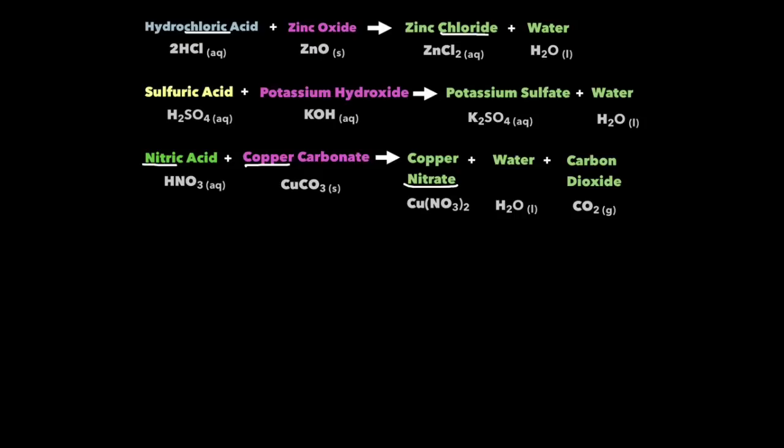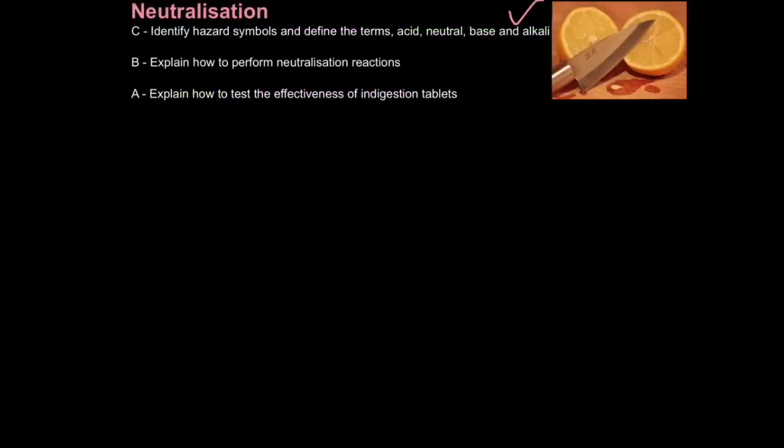Remember that all bases or alkalis, when reacting with acids, will produce a metal salt and water. Metal salt, water. Carbonates will also give you carbon dioxide. So that is how you perform neutralization reactions.